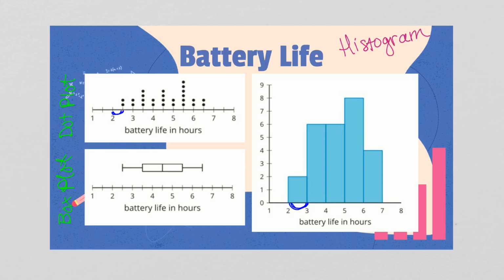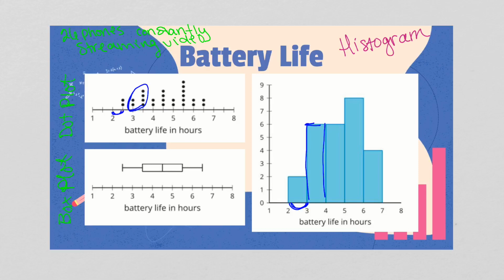So on our histogram, we have these 2 columns right here. So we have 6 dots that represent these 6 phones, which, by the way, I don't think I said this yet, but this is for the battery life of 26 phones that are constantly streaming video. So all of these graphs show the same data, the same 26 phones.